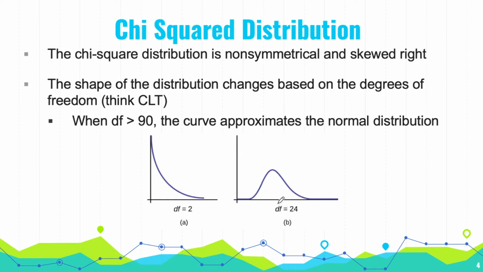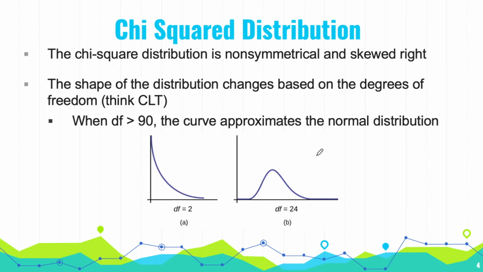However, as we increase the degrees of freedom, here it's increased to 24, you can see that this tail that used to hug the y-axis now hugs the x-axis. So the shape of this distribution shifts as you increase the degrees of freedom. As we continue to increase the degrees of freedom from here at 24 to about 90, you will see that it better and better approximates the normal distribution.